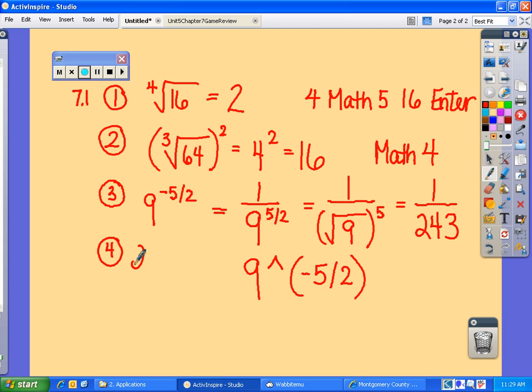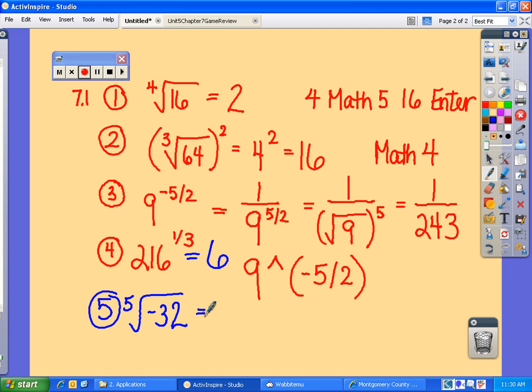Number 4 asks us for 216 to the 1/3. Remember, the index 3 is the same as the denominator, so this is the same as saying the cube root of 216, which we know to be 6. The last one in this section is number 5. It asks us for the 5th root of negative 32. We know that we can take an odd root of a negative number, so in this case our answer would be negative 2.